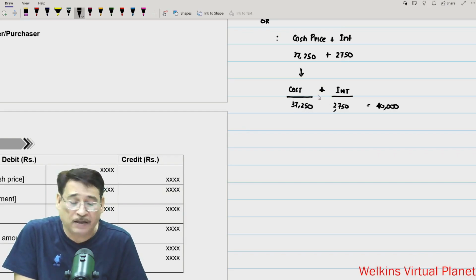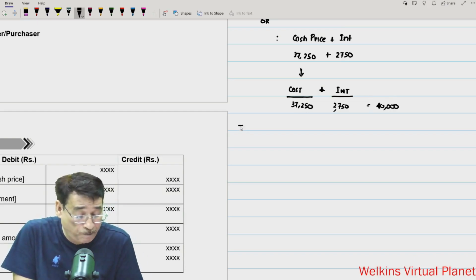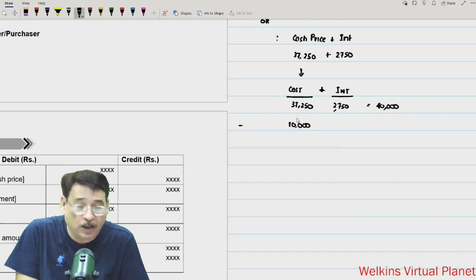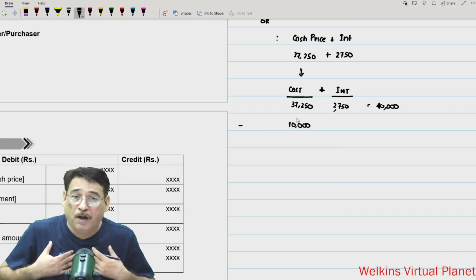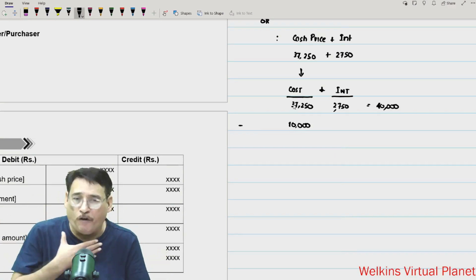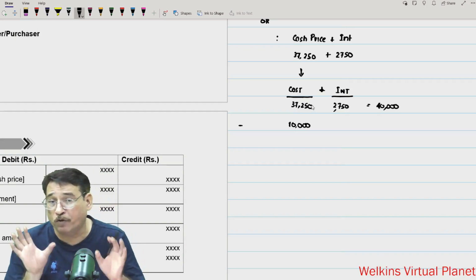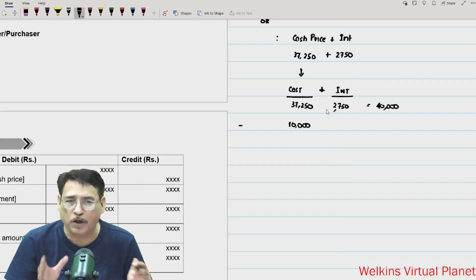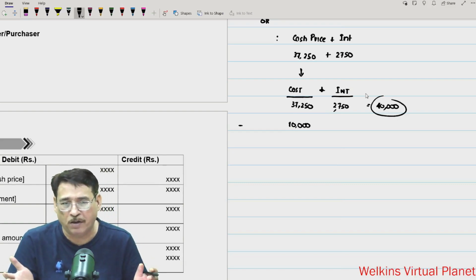I got the asset for 40,000, no doubt about it. How much did I pay? I paid 10,000 rupees initially. Remember one thing, I am the purchaser. I have analyzed this entire scenario in this manner: for me, the purchaser, the cost price is 37,250, but we are paying 2,750 extra because we are taking a time facility. In total, we are supposed to pay 40,000.